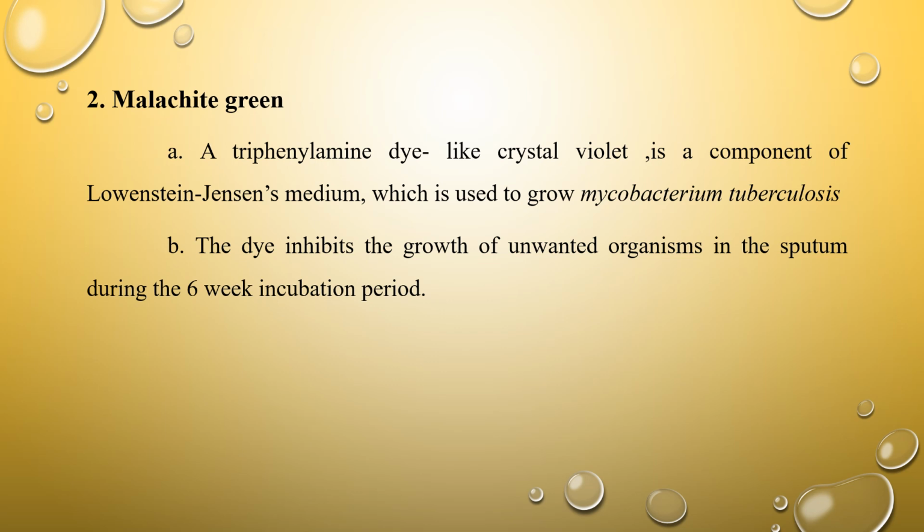Second, malachite green. Malachite green, a triphenylmethane dye like crystal violet, is a component of Lowenstein-Jensen medium, which is used to grow Mycobacterium tuberculosis. Malachite green inhibits the growth of unwanted organisms in the sputum sample during the sixth week of the incubation period.